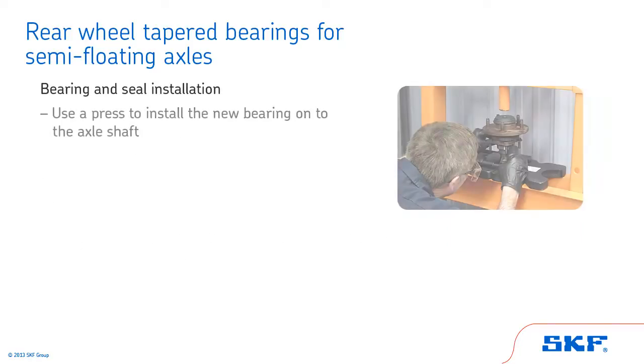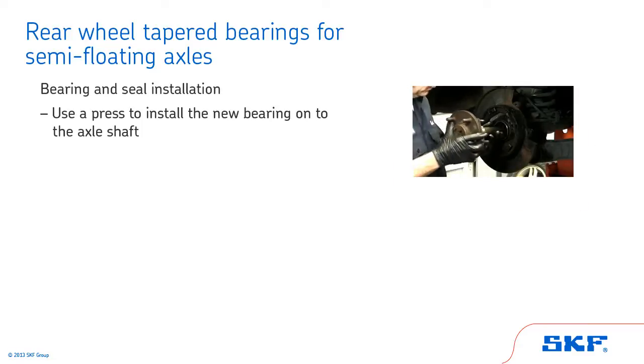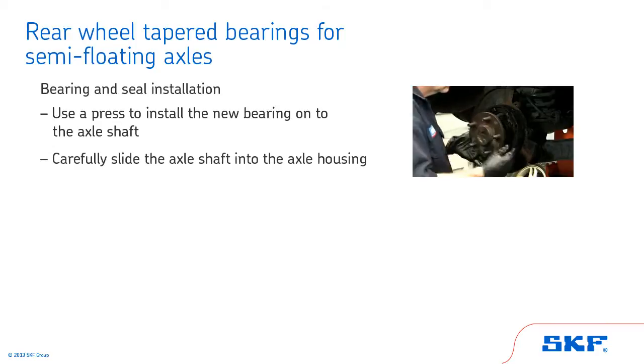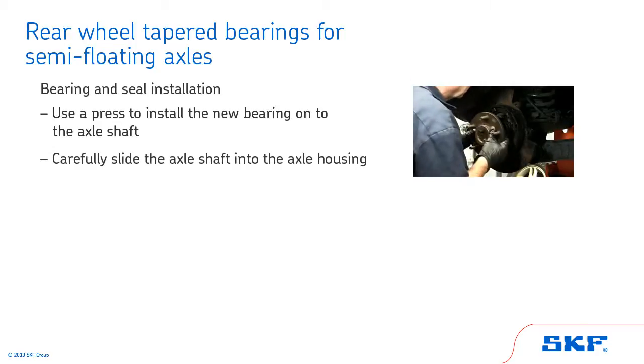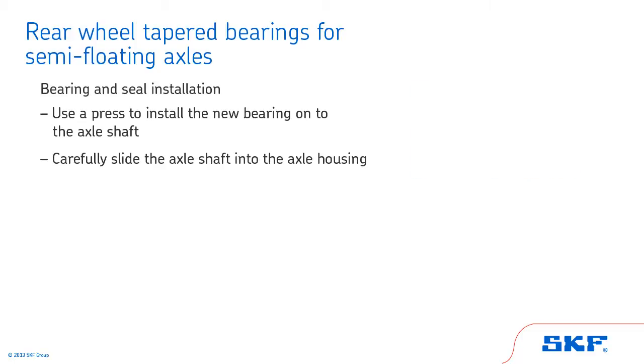Using a press, install the new bearing onto the axle shaft. Only apply pressure to the press fit portion of the cone. In this case, the inner race is press fit. Then press on the bearing retainer. Carefully slide the axle shaft into the axle housing. Make sure the bearing and seal are properly seated in the axle housing.